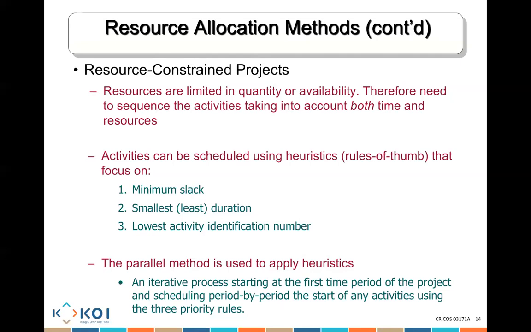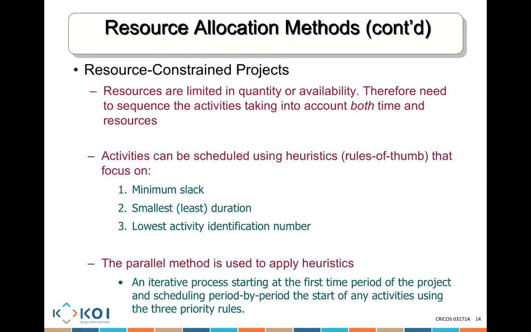Now, the parallel method is used to apply those heuristics. In other words, we start looking at every one of those activities. We'll look at every row, and then we'll decide what activities we want to do. We do the one side, the second side, and so on. So the parallel method is an iterative process starting at the first time period of the project. So start with all the activities that are on day 0 and schedule period by period.